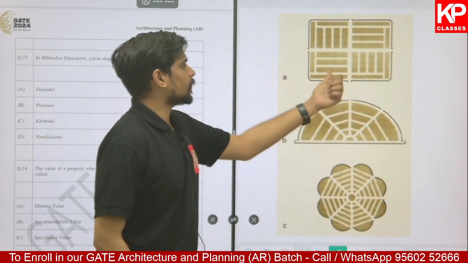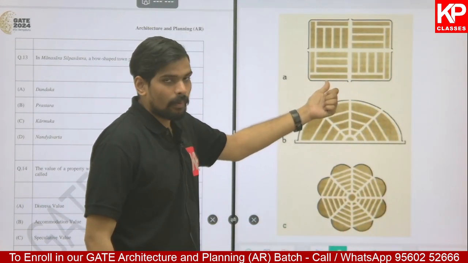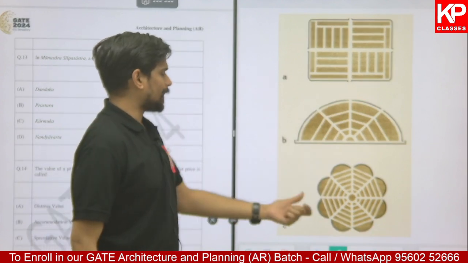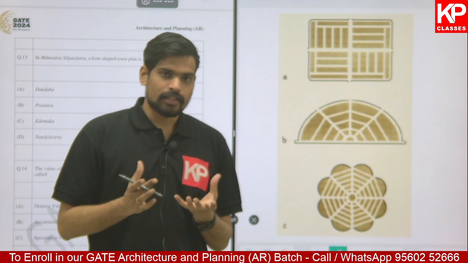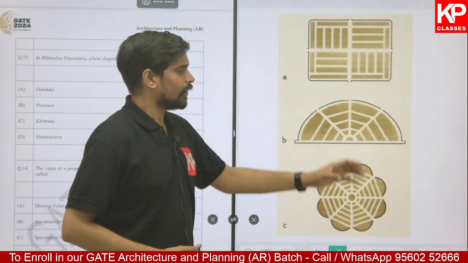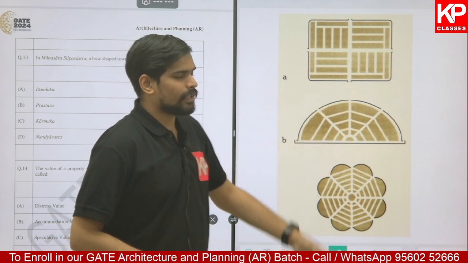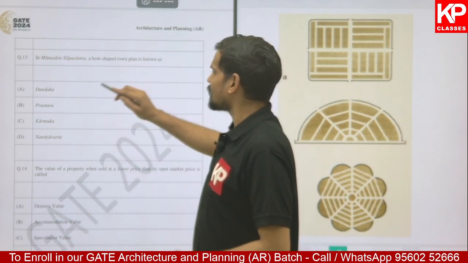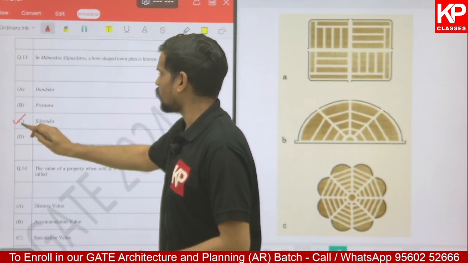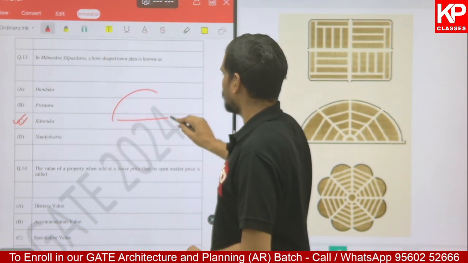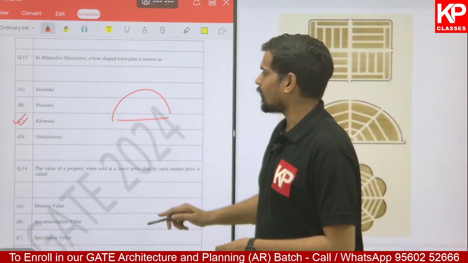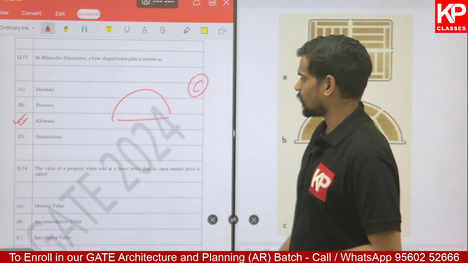You can see this is the swastika pattern of urban form in Vedic town planning. The bow-shaped one is referred to as the karmukha pattern, and the flower-shaped, petal-shaped pattern in Vedic town planning is referred to as the padmaka pattern. So of these, bow-shaped is referred to as karmukha. So the correct answer for this question would be karmukha, which has a bow pattern in Vedic town planning in Mansara Silpa Sastra. So the answer would be option C, that is Karmukha.